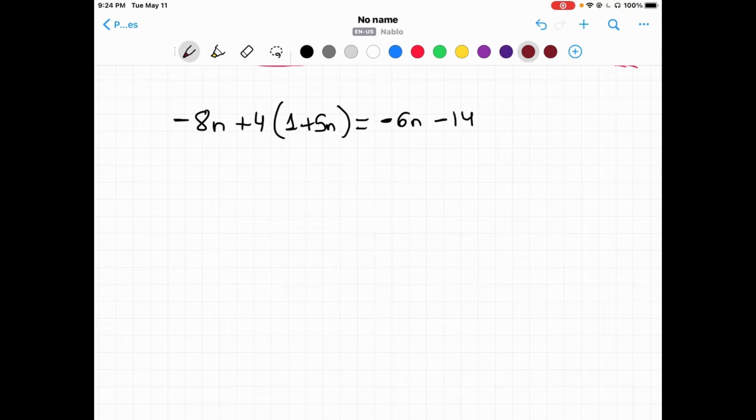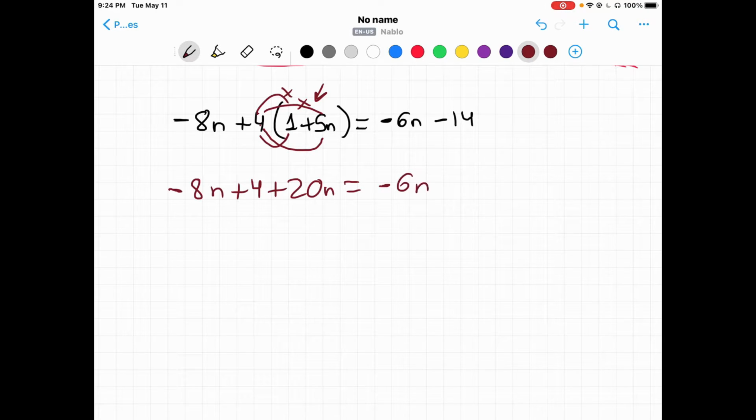Okay, here we have another example. And as I mentioned before, the first step would be to distribute. And in this case, we do have something to distribute. As you can see, there's a parentheses right here. So we would distribute the 4 inside the parentheses. So we would get negative 8n plus 4, since 4 times 1 is 4, plus 20n, since 4 times 5n is 20n, equals negative 6n minus 14.